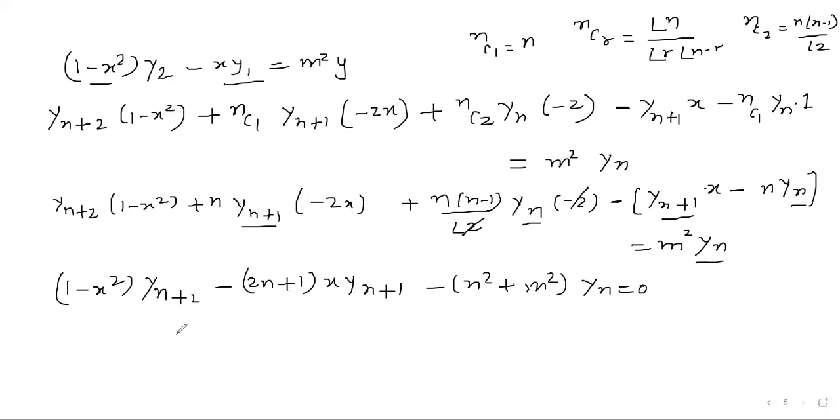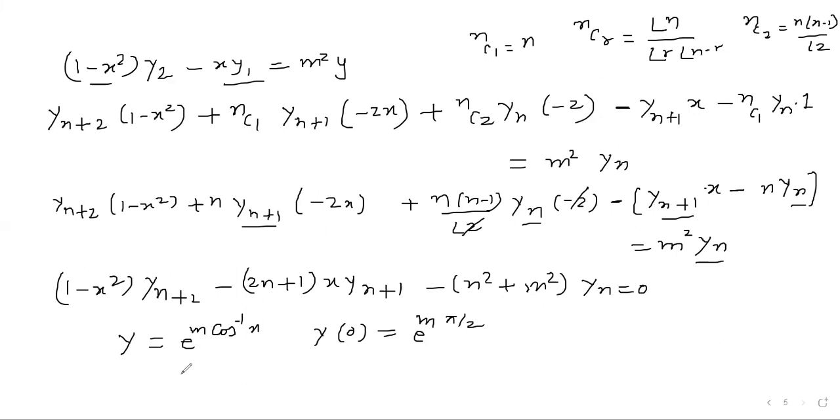So we have the equation y equal to e to the power m cos inverse x. So we can evaluate. First we get y0. So y0 will be e to the power m times cos inverse 0, that is pi by 2.